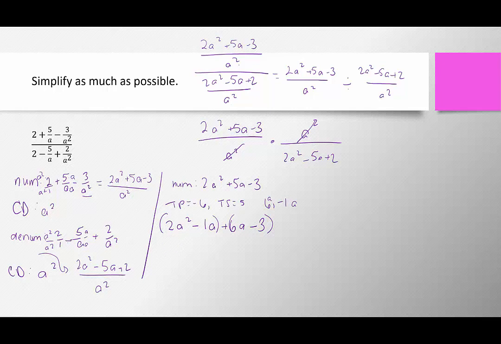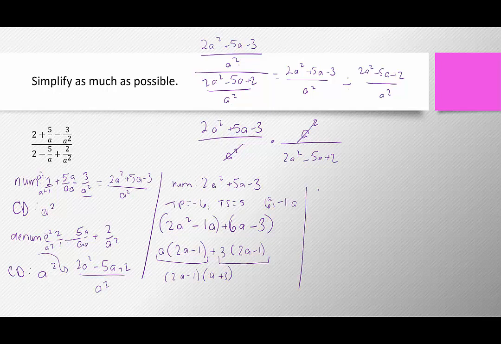Sorry, what am I talking about? The greatest common factor of the first two terms will be a, leaving behind 2a minus 1. And the greatest common factor of the second two terms is 3, leaving behind 2a minus 1. And now these two terms have a common factor of 2a minus 1. See, this is scary stuff, so there's a thunderstorm going on at the same time. And we end up with 2a minus 1 times a plus 3.